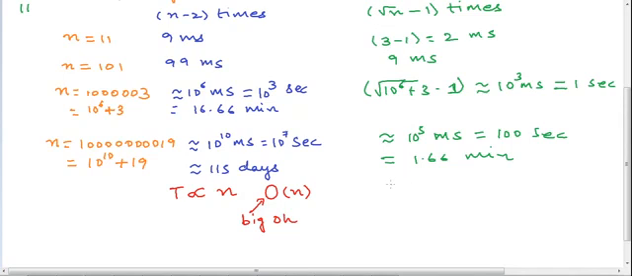The time taken by Shyam's program is proportional to square root of n, and we say that this is an order of square root of n algorithm, and we represent it by big O square root of n. So we realize through this example that correctness of the program is not the only thing. What's also important is how your program behaves for larger input sizes, and we should always try to write a program that behaves well for larger input sizes.